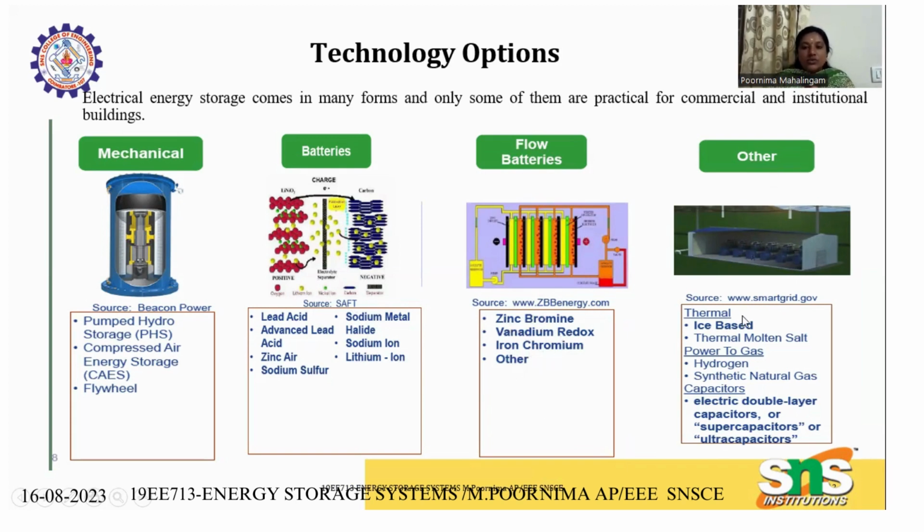And then the others: thermal storage such as ice-based thermal storage, power to gas, and hydrogen. This is natural gas, so electrical energy is stored in the form of gas. And capacitors, electrical double layer capacitors, supercapacitors, or ultracapacitors. These store energy in other forms. So the main thing is energy stored in mechanical form, in chemical form, in thermal form, and in flow batteries. These are the main four parts, and researchers are mainly concentrating on these four areas.